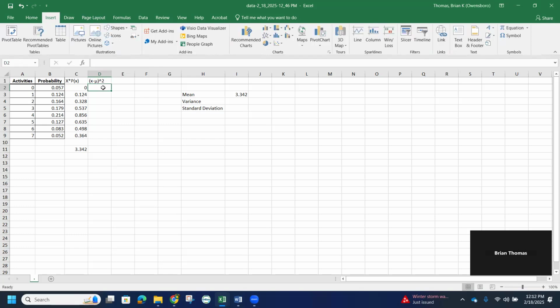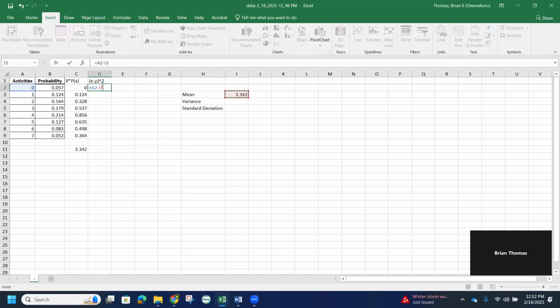So what I want to do is I want to go x minus mu squared. So x is going to be this column here. So equals then this A2 minus. Now remember, to make the mean a fixed point, a fixed value, I have to use dollar signs. So the mean is in this I3.